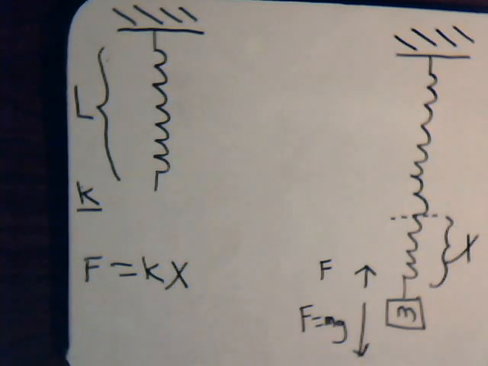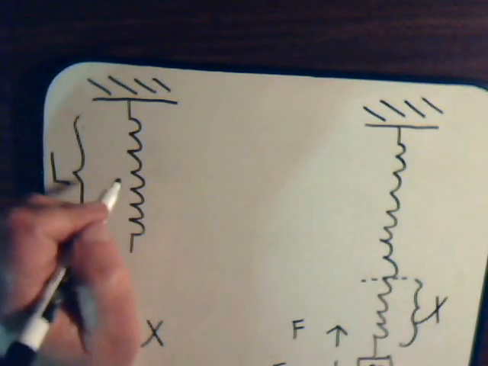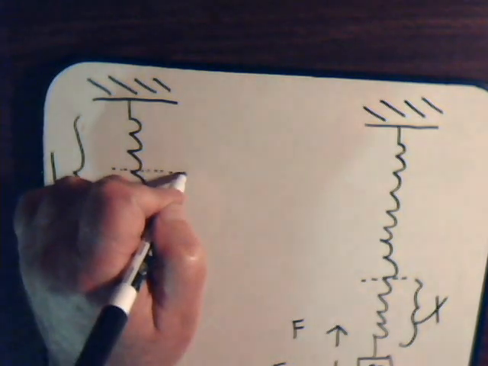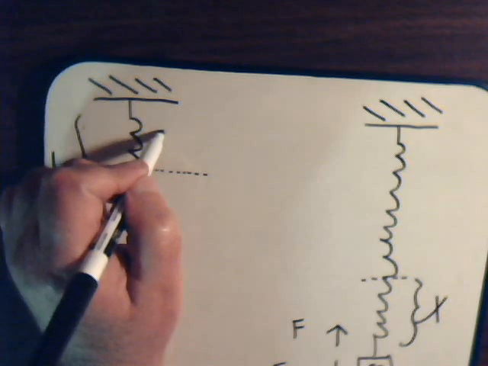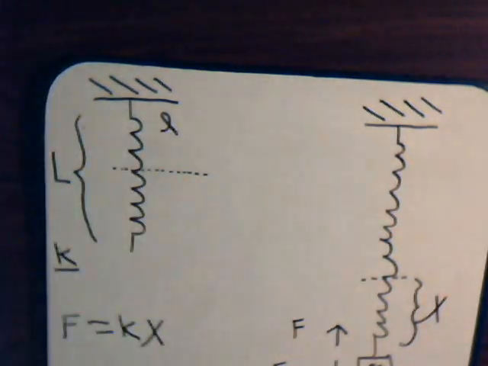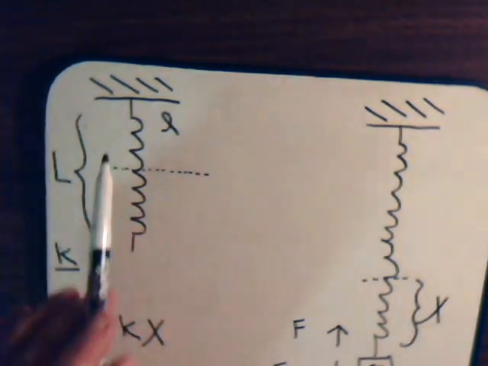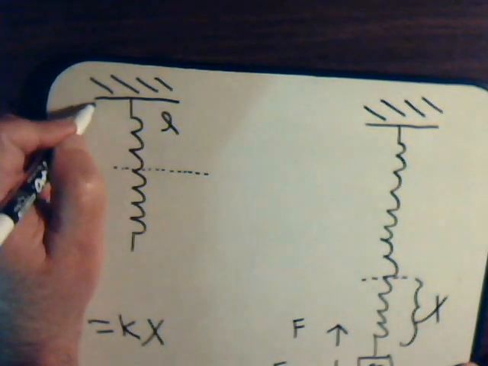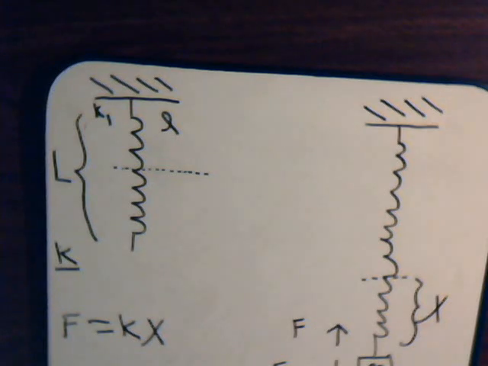Now, let's consider this part of the spring though. Let's say that we're right here, and this spring has a length of small l. And if we were to cut the large spring off, so we have this spring of small l, what spring constant would it have? Call it K1 for right now.